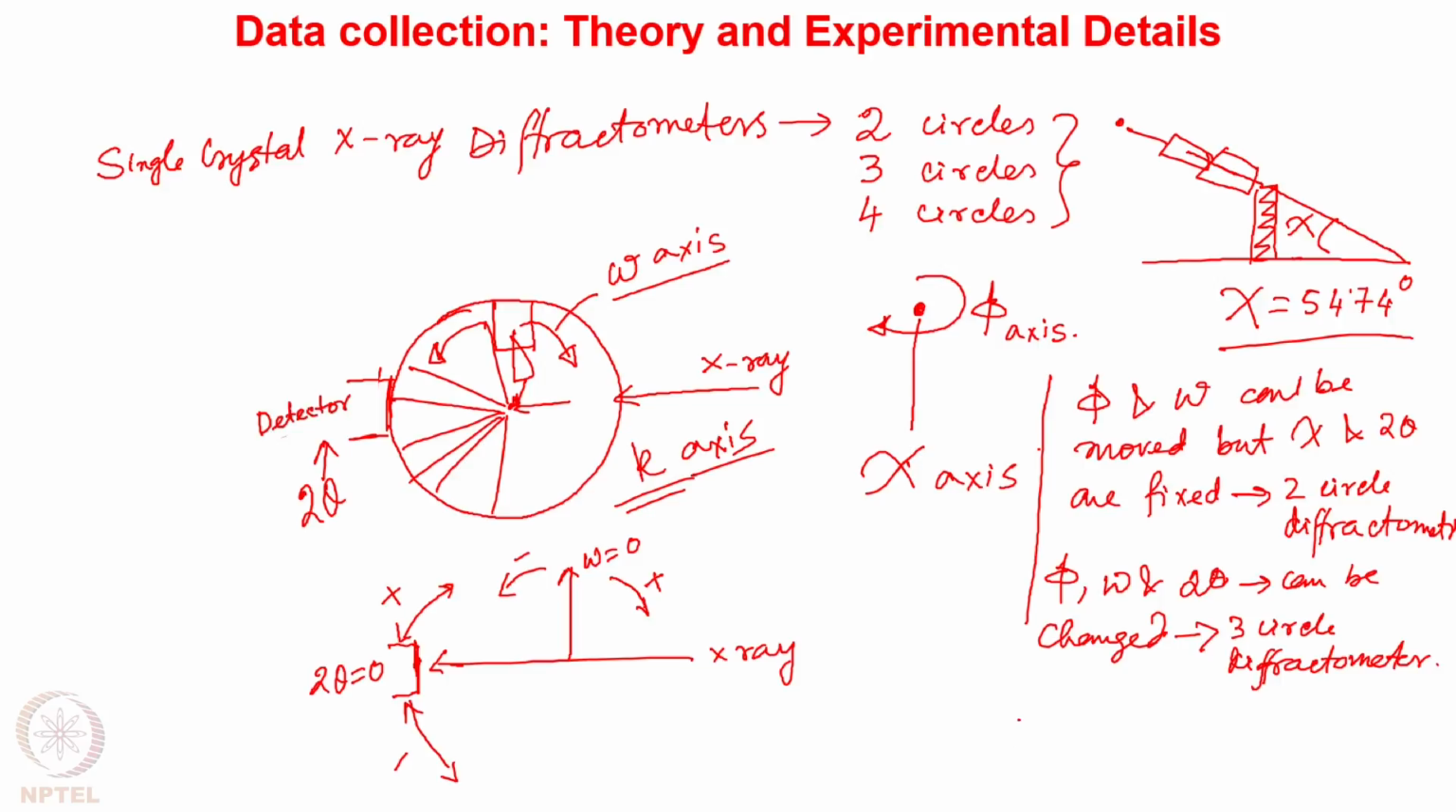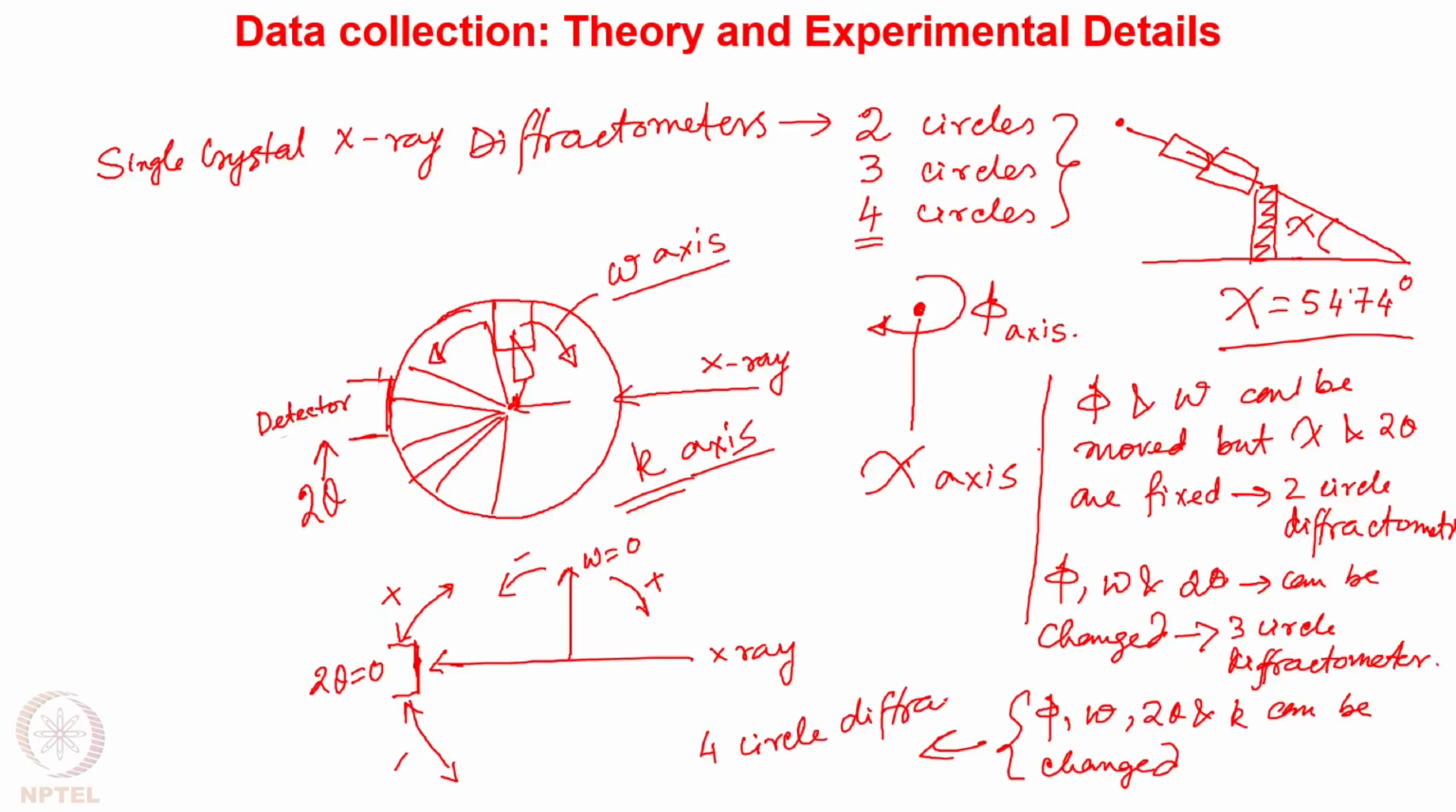The third type, where we talk about 4 circles, in that all phi, omega, 2 theta and kappa can be changed. This is called a 4-circle diffractometer, or kappa diffractometer, or kappa axis diffractometer.